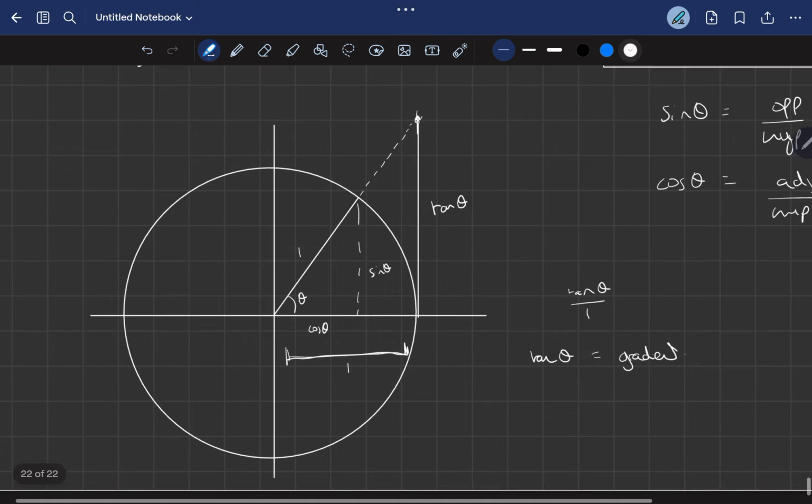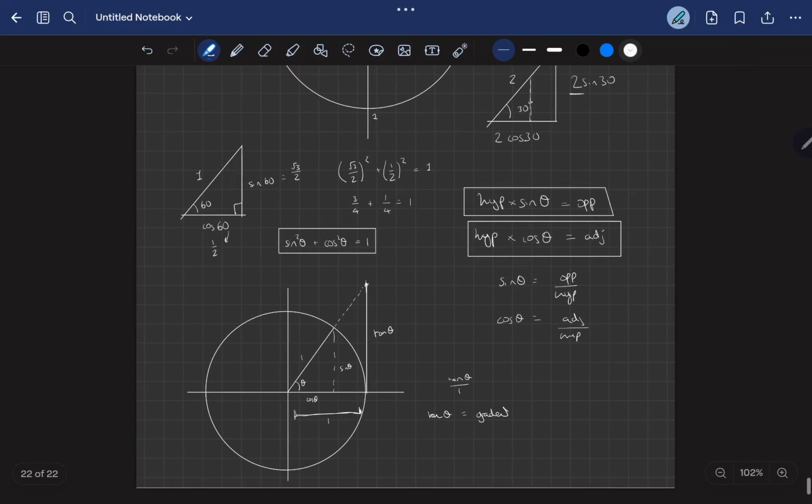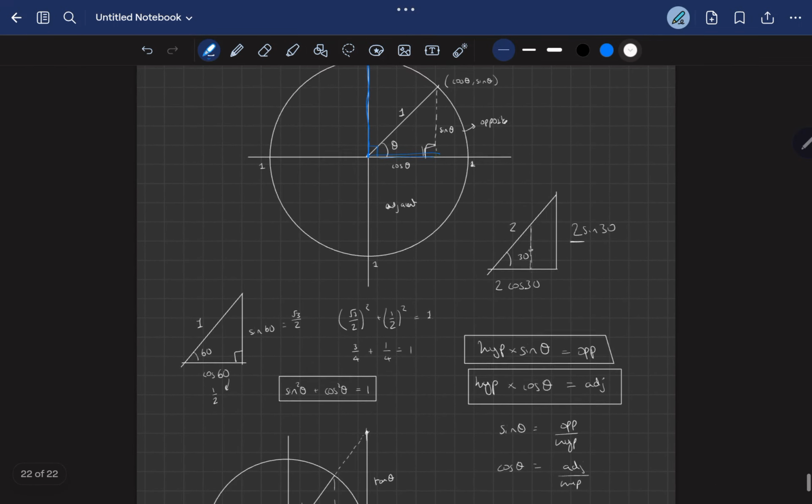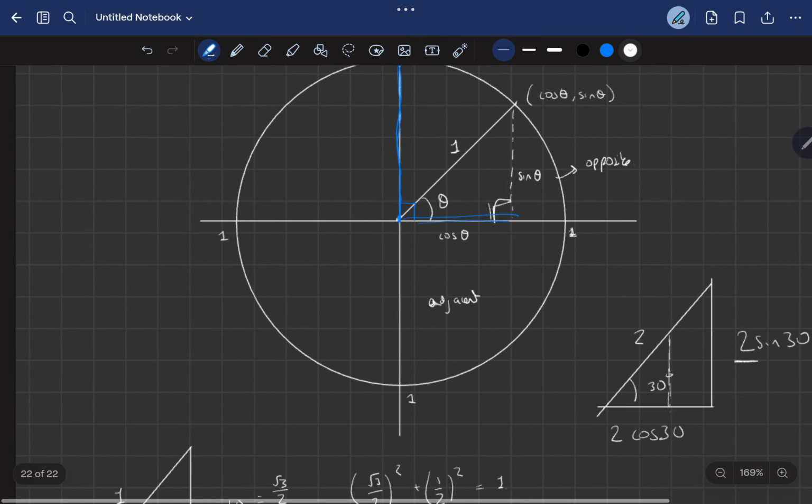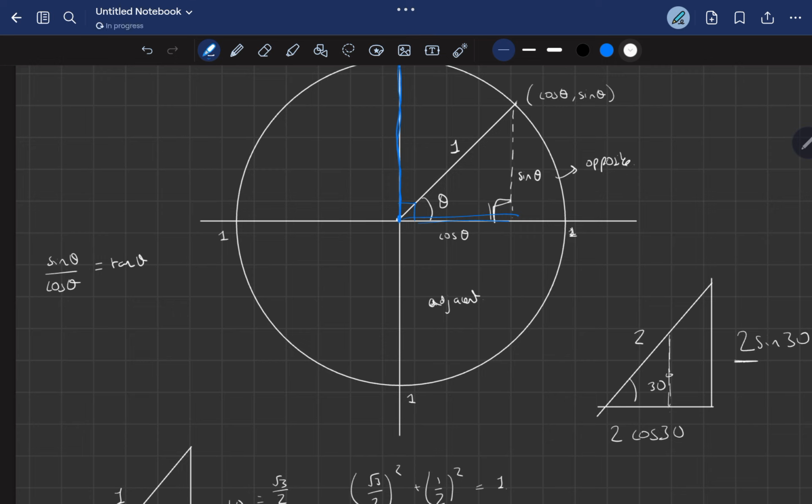Okay? So if tan theta is the gradient, we also know that if we do rise over run, sine theta over cos theta is also the gradient. This means that sine theta over cos theta is equal to tan theta. Okay? This is another very famous equation.